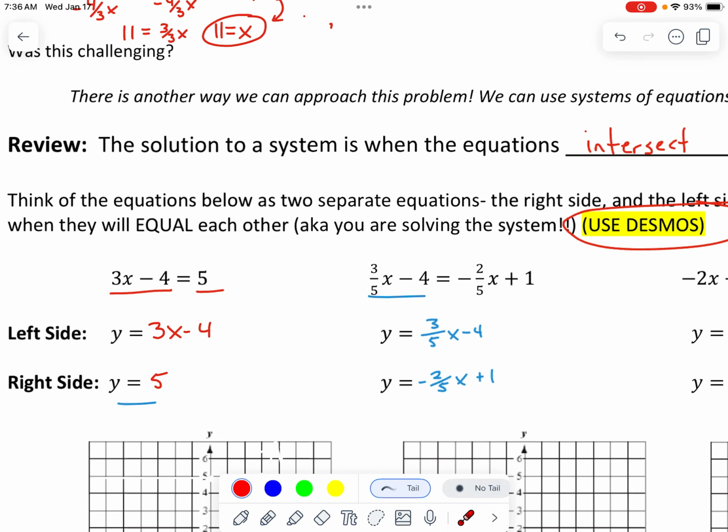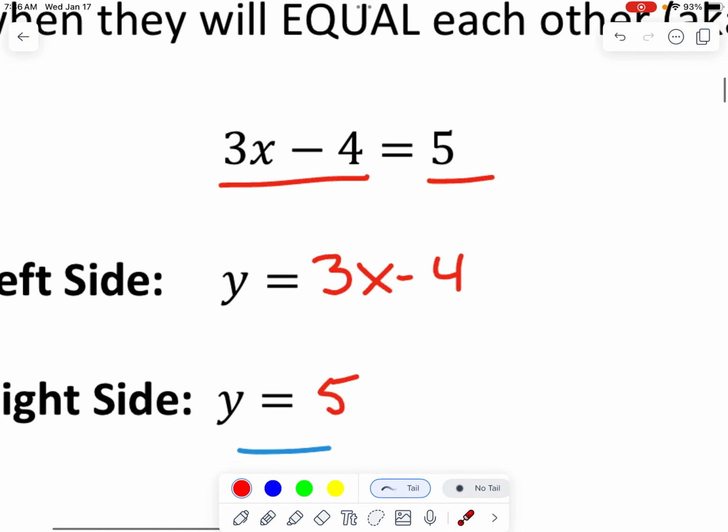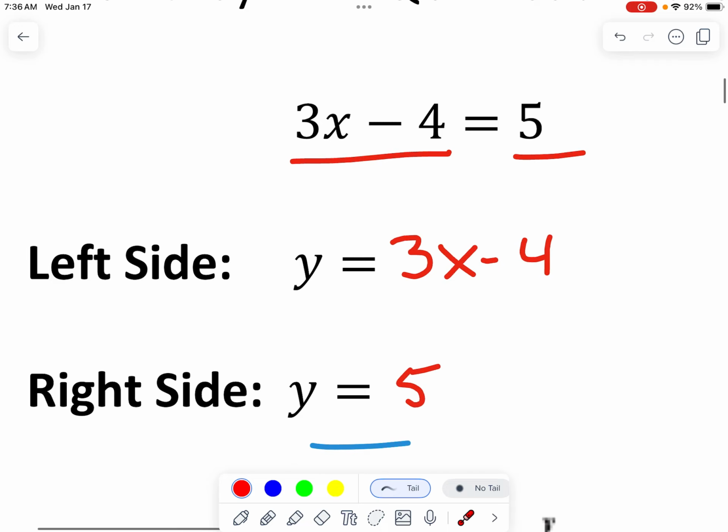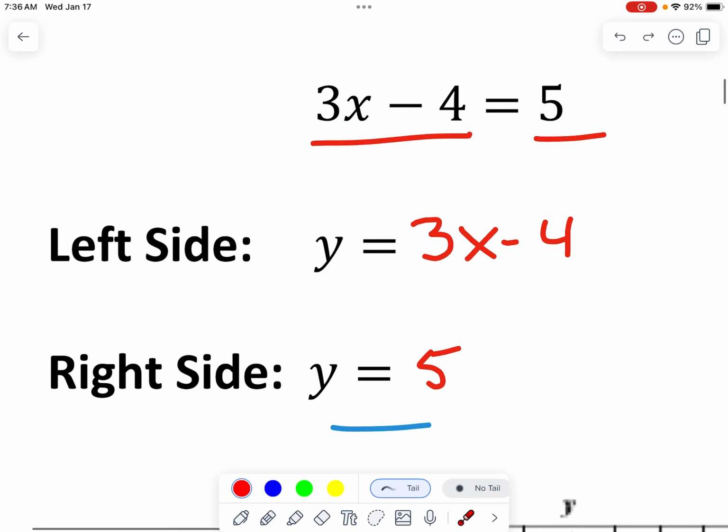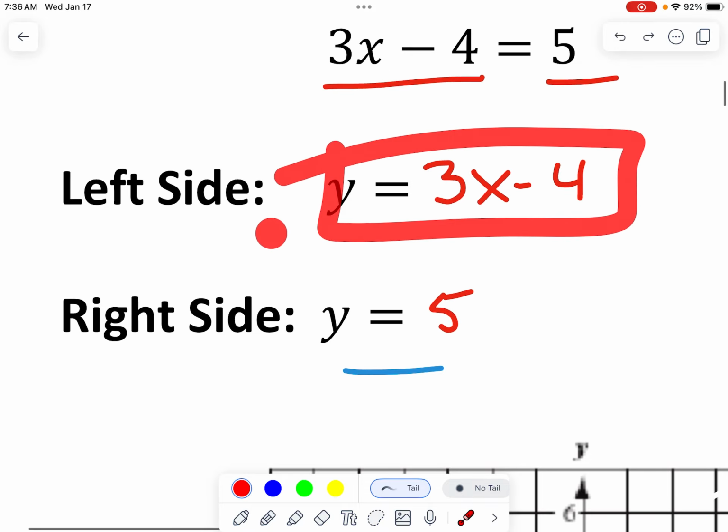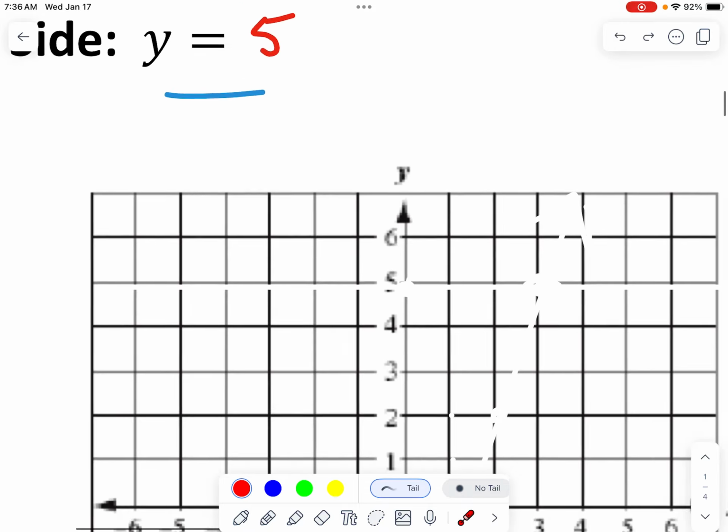So in all three of these examples that you see below, I went ahead and split up the equations. Yes, I understand this one's really easy to solve. It's just demonstrating another way in our tool chest that we could use to solve these equations. So 3x minus 4 equals 5. Split that up to y equals 3x minus 4, y equals 5. And then we go ahead and graph it.